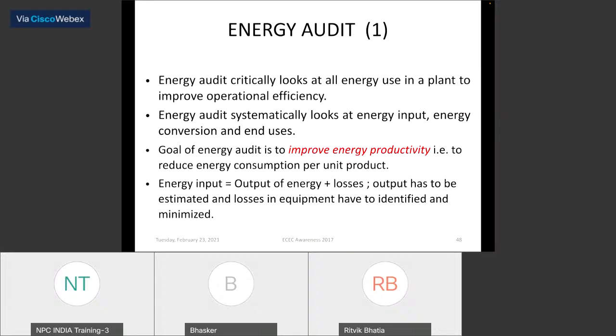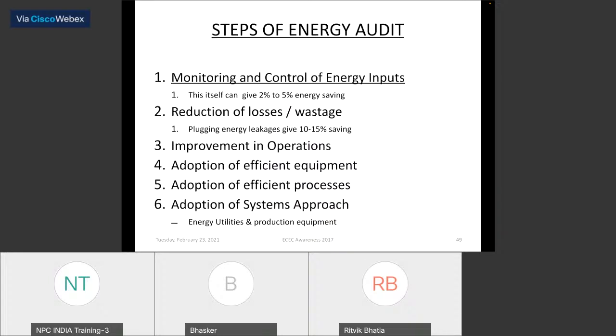An energy audit critically looks at all energy used in the plant to improve operations. Energy audit systematically looks at the energy input, energy conversion, and end uses. The goal of an energy audit is to improve energy productivity, that is, to reduce the energy consumption per unit of product. Energy input is equal to output of energy plus losses, and output has to be estimated, and the losses in the equipment have to be identified and minimized. So for the steps of energy audit, monitoring and control of energy inputs can itself give you 2 to 5% of energy saving.